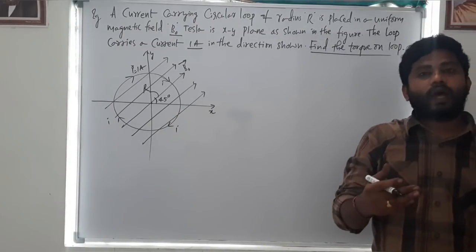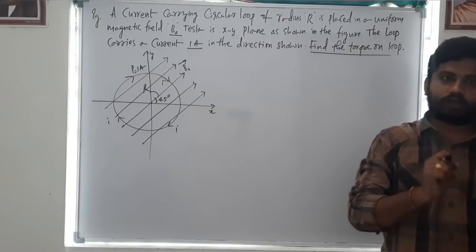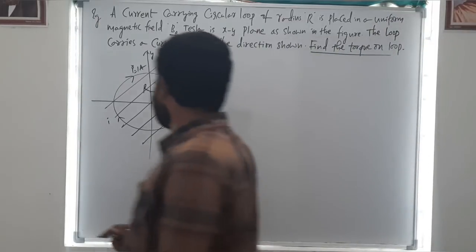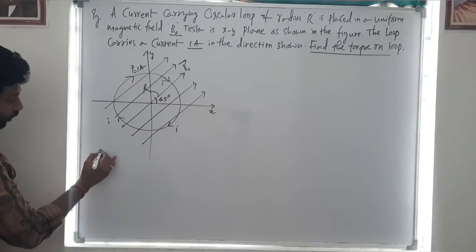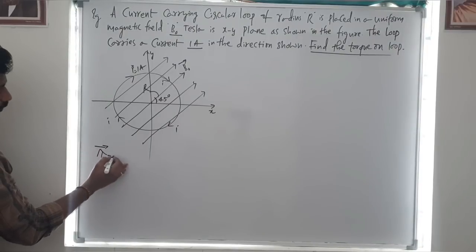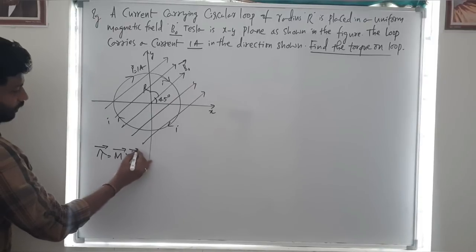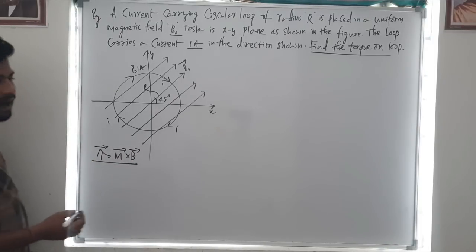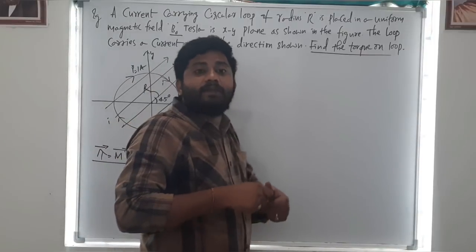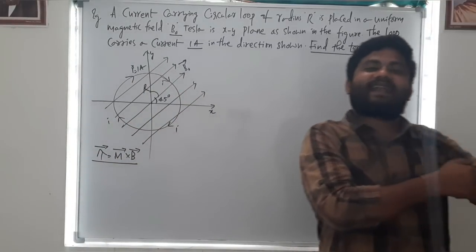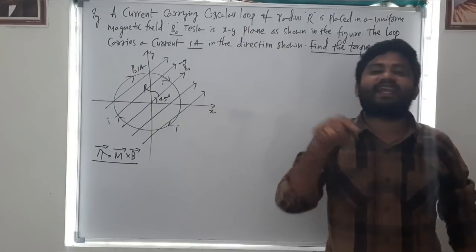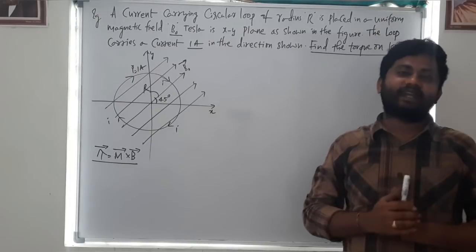And we all know the expression for the torque. So what was the expression? Let me write here. Torque tau bar is equal to m bar cross B bar, where m bar is the magnetic moment, and the magnetic moment is always directed in the direction of the area vector. What is the area vector here?